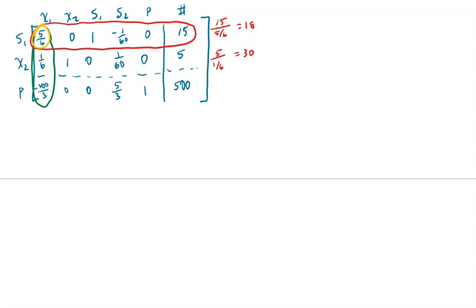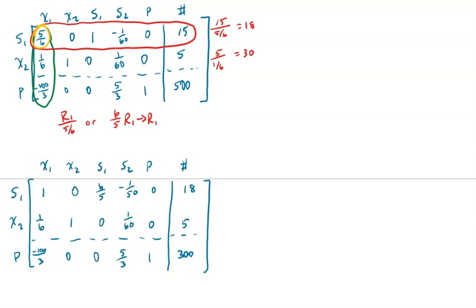So to change 5/6 into a 1, we can either take row 1 and divide it by 5/6, or that's the same thing as saying 6/5 times row 1. Whichever way you want to do it is perfectly fine. They will get to the same result. So if we go ahead and do that, here is our next tableau. This is just taking row 1 and multiplying it by 6/5. Rows 2 and 3 did not change at all.